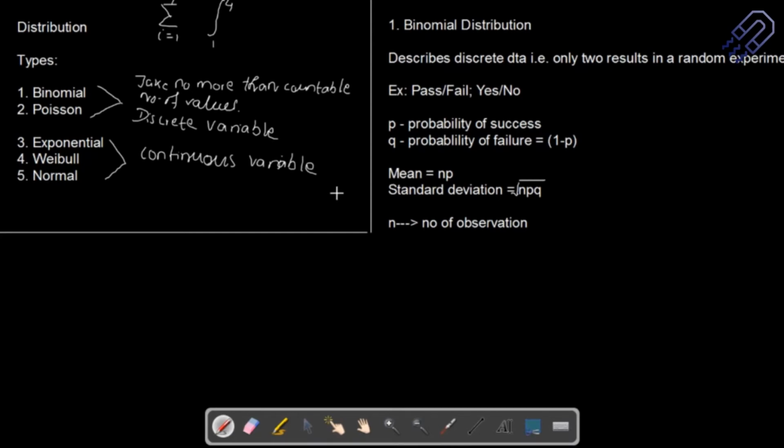If you are going to have any kind of binomial random variable, let's say x is a random variable, I'll take this example.